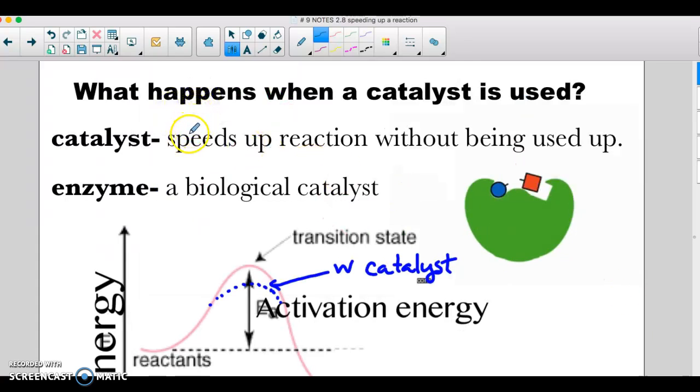Catalysts. Catalysts speed up the reaction, but they're not actually a reactant or a product, so they can keep being used over and over. Catalysts sometimes just allow an area for the reactants to find each other. Enzymes, you probably remember from biology, are proteins that are biological catalysts. So enzymes are just one type of catalyst. A catalyst is anything that speeds up the reaction without being used up. You can see over here, the green thing is the catalyst, and it's helping the blue and the red reactants to find each other.